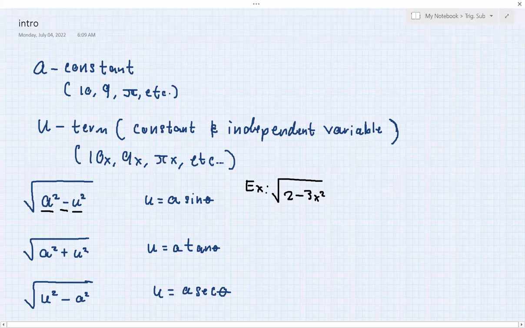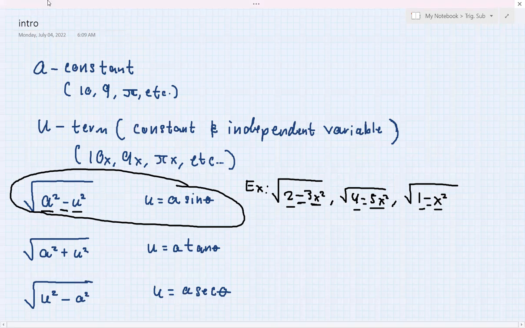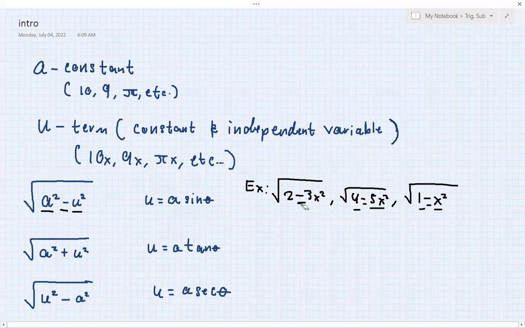Square root of 2 minus 3x squared. Sunod, pwede rin namang 4 minus 5x squared. O pwede namang square root of 1 minus x squared. Ito, nauna si constant. Sunod is yung minus. Okay, minus. Then ang dulo is yung term na may x. So therefore, ito yung basehan mo. Okay? Ayan. So that's it.